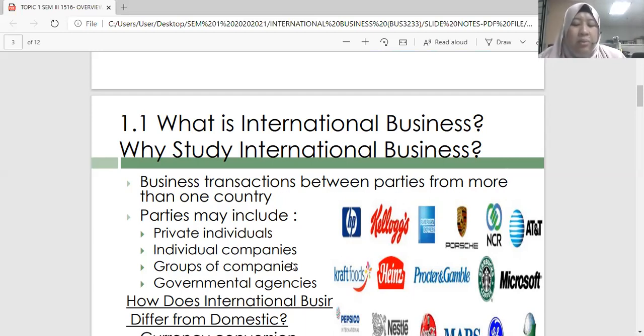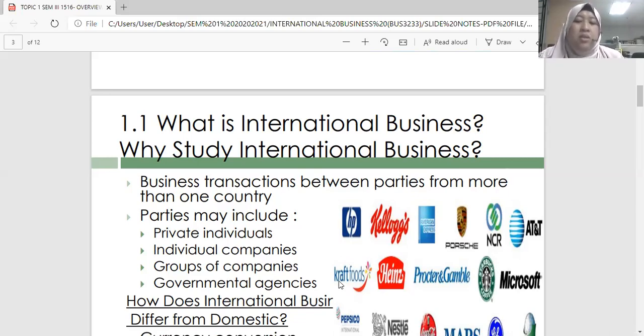And then we have the governmental agencies, like Matrade, and again, I repeat, Felda. This kind of company is mostly a GLC, government-linked company. They are related to and supported by the government. All right, so how does international business differ?